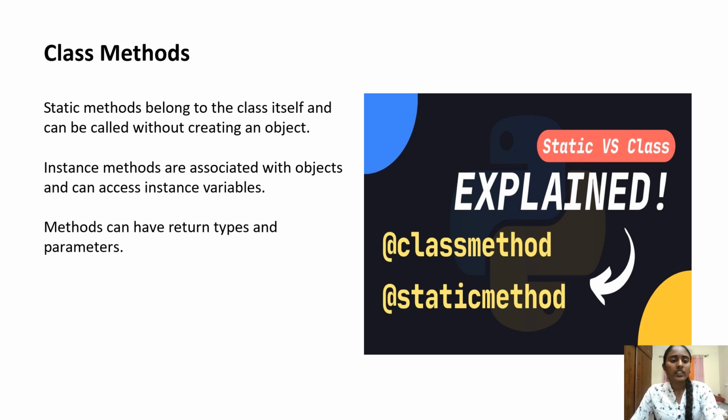Then, class methods. Static methods belong to the class itself and can be called without creating an object. Instance methods are associated with objects and can access instance variables. Methods can have a return type and parameters.